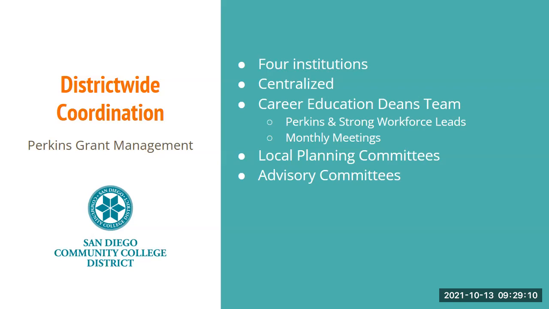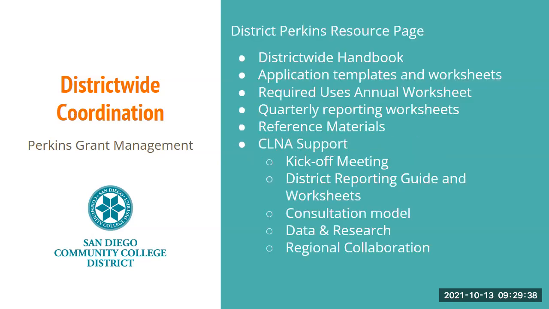We do a lot of this coordination through a monthly career education deans meeting. So we bring together from our 4 institutions the lead deans on Perkins and Strong Workforce, and meet monthly to connect on those things as well as everything else related to career education. So this gives us a structure to some of this centralized support. Each of our institutions, though, does also have their local planning committees, of course, and then their advisory committees at the program level.